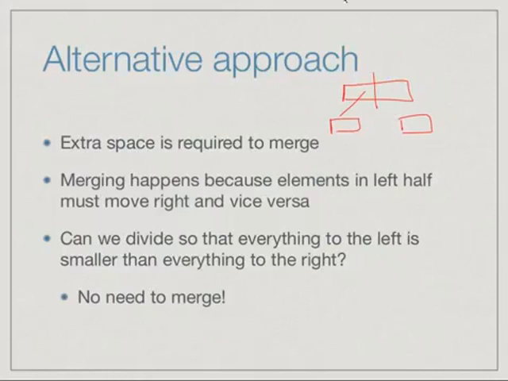So for instance, if we had, say, even numbers on the left and the odd numbers on the right, then we have to merge by taking numbers alternately from either side. So if we could arrange that everything on the left side of our divided problem is smaller than everything on the right side, then we wouldn't need to merge at all. And this perhaps could save us this problem of requiring extra space for the merge.